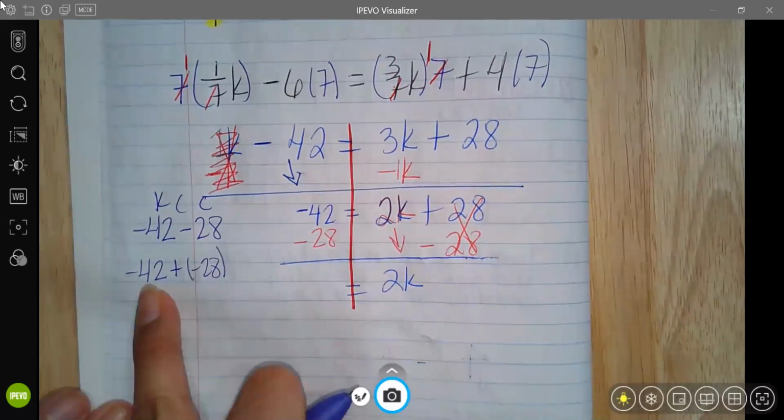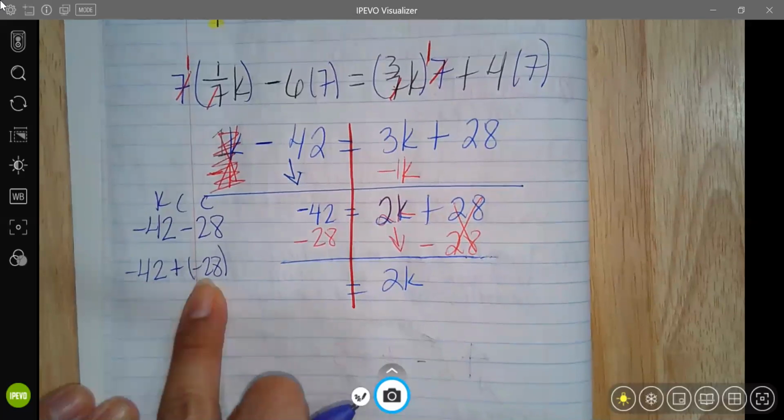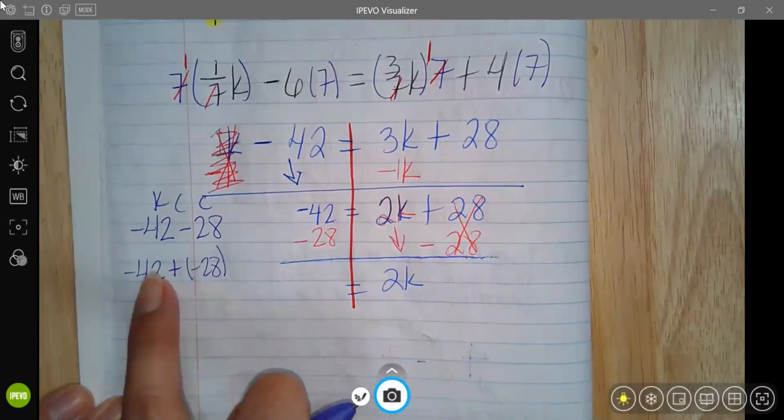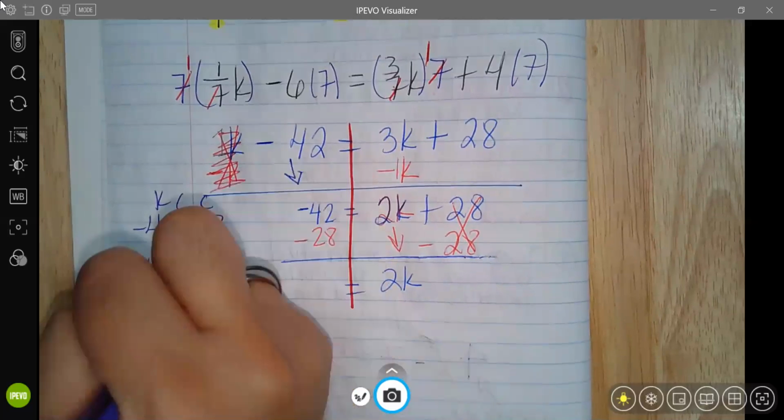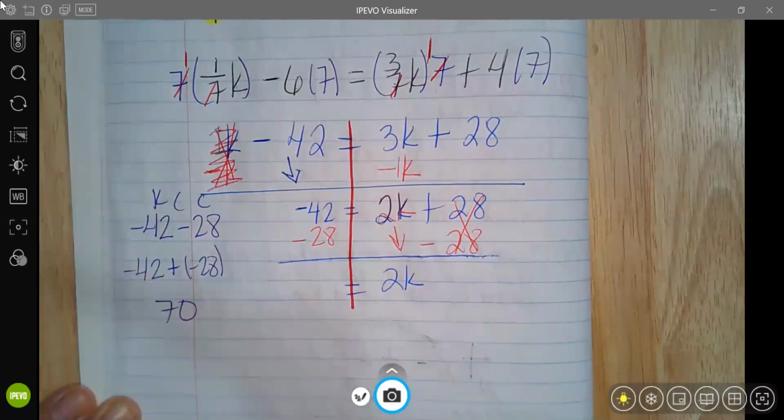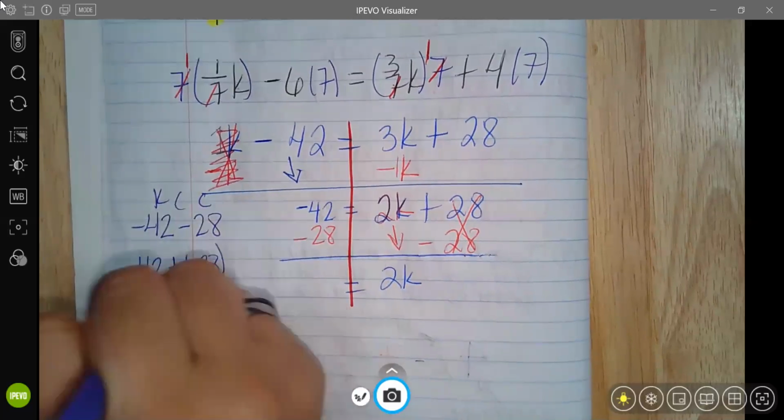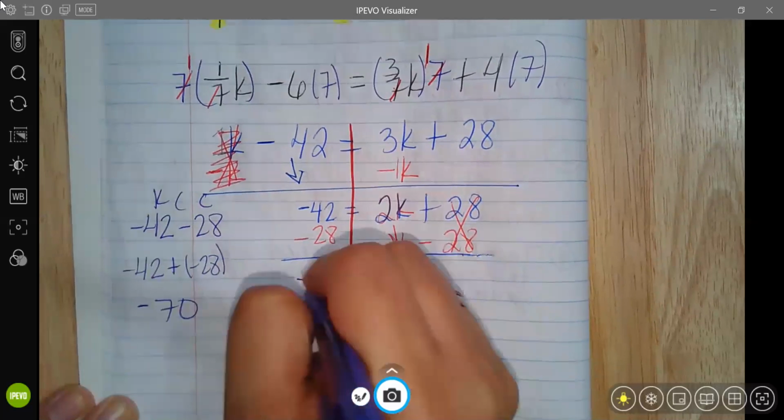So I'm going to add 42 plus 28. That gives me 10. This gives me 70. Same signs, add and keep. So they're both negative, so this turns into negative 70.